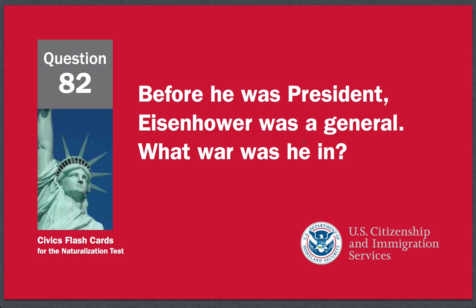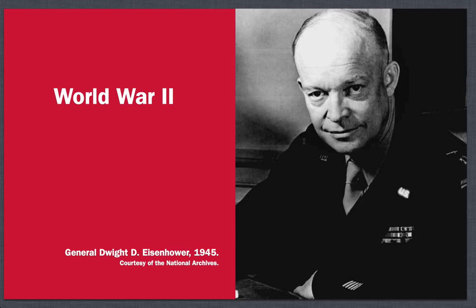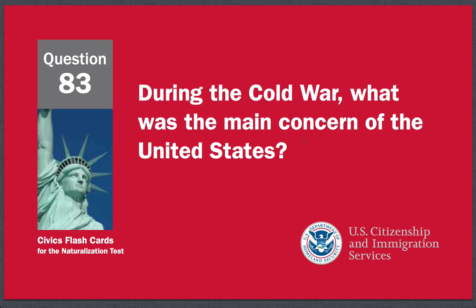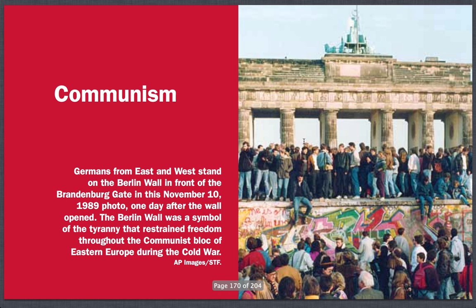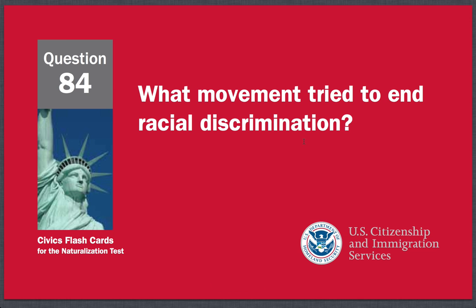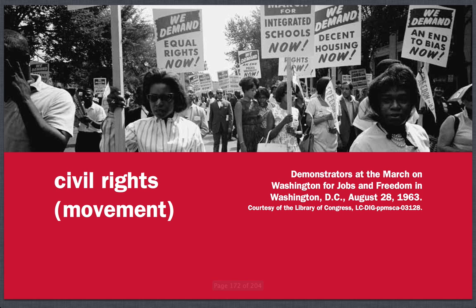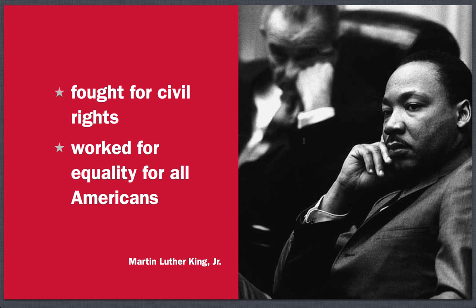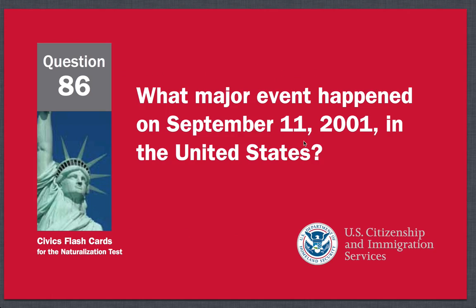Before he was president, Eisenhower was a general. What war was he in? World War II. And during the Cold War, what was the main concern of the United States? Communism. And as you know now, communism is pretty much gone from the USSR, which is no more; it is Russia. What movement tried to end racial discrimination? The Civil Rights Movement, the famous Martin Luther King speech, etc. What did Martin Luther King Jr. do? He fought for civil rights, worked for equality for all Americans.